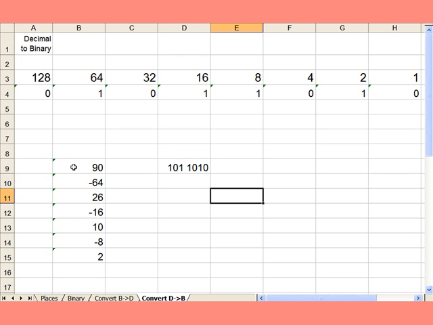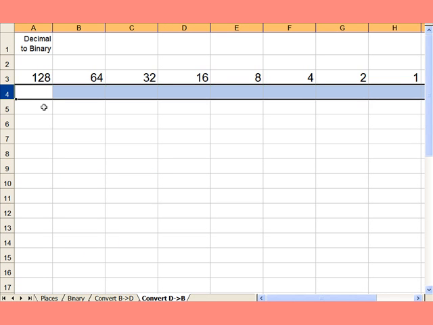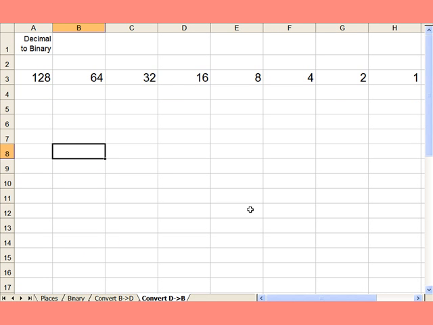Let's do another example. I'll throw all of this away, and let's take the number 213. Now you might want to pause this and see if you can do it on paper without any help and without a calculator, and if you can, then you have mastered converting numbers from decimal to binary. Okay, 213. Let's say, is there any 128s? Yes. Let's take out 128.